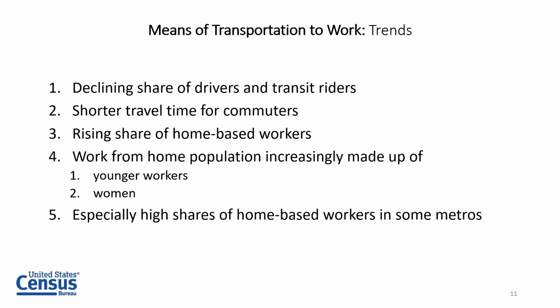So overall, the trends that we've been outlining since the start of the pandemic in terms of how people are getting to work, I think what jumps out is first, this declining share of drivers and transit riders, which potentially has some interesting implications for investments in both. Next, we see shorter travel time for commuters. This is potentially good news for people on the road, although it's likely also a reflection of fewer people traveling by the less resource intensive, but more time intensive modes like public transportation.